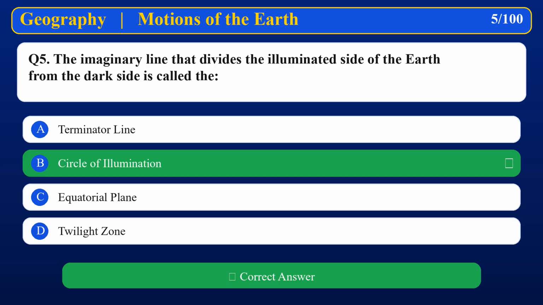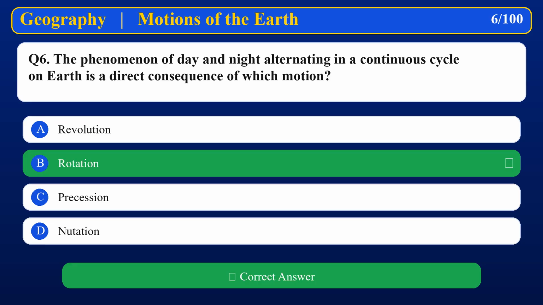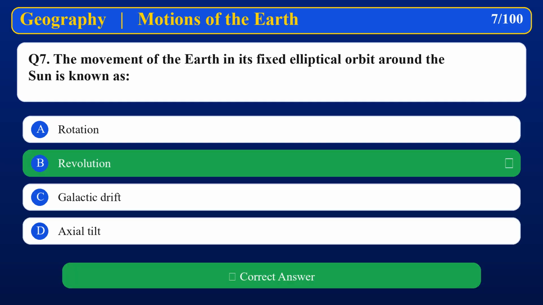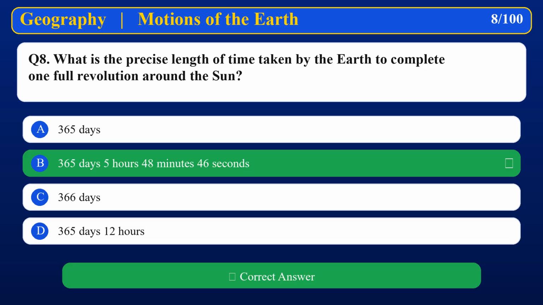The phenomenon of day and night alternating in a continuous cycle on Earth is a direct consequence of which motion? The movement of the Earth in its fixed elliptical orbit around the Sun is known as revolution. What is the precise length of time taken by the Earth to complete one full revolution around the Sun? 365 days, 5 hours, 48 minutes, 46 seconds.